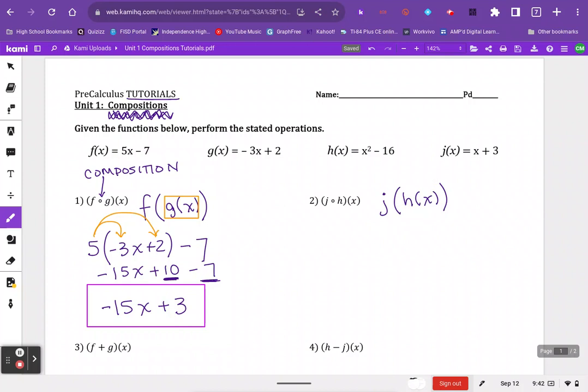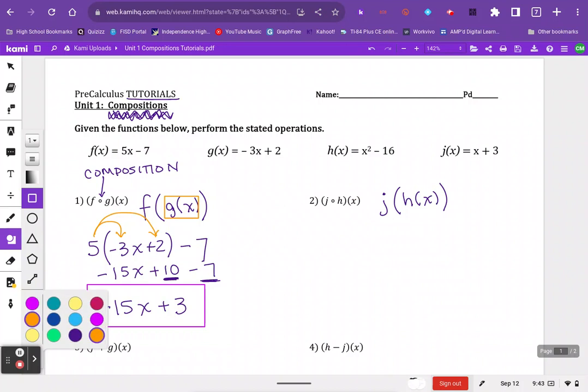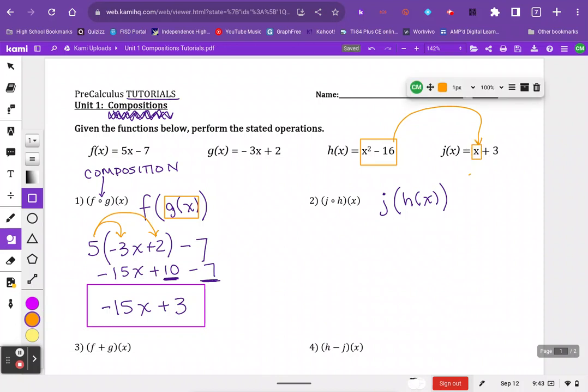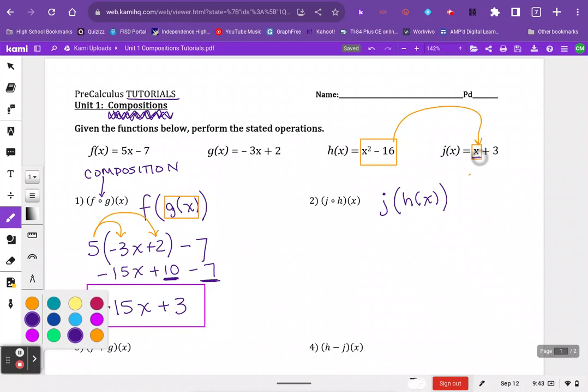So I'm going to take the h equation and insert it inside the j equation in place of x. I'm going to take all of h, and then bring it over here and substitute it in place of x in the j equation. Okay, so this x is going to go away because it's being replaced with all of this. So that means I'm going to have x squared minus 16. All of this has now replaced that. And then finish copying down the rest of the j equation.